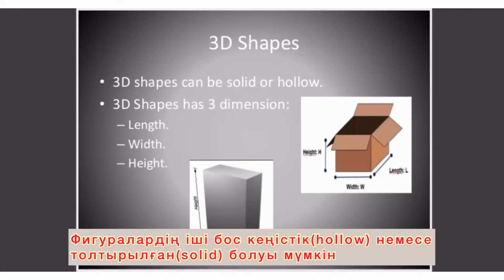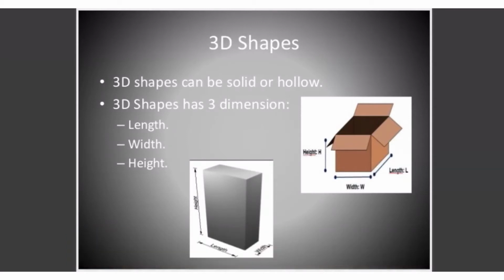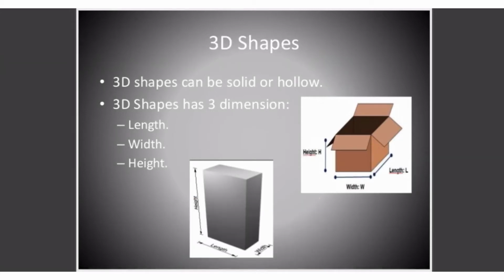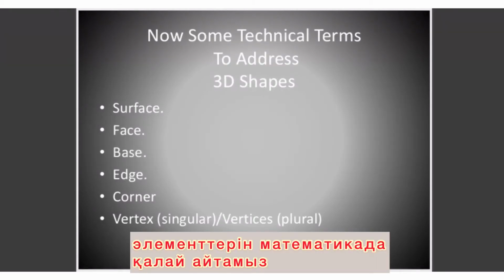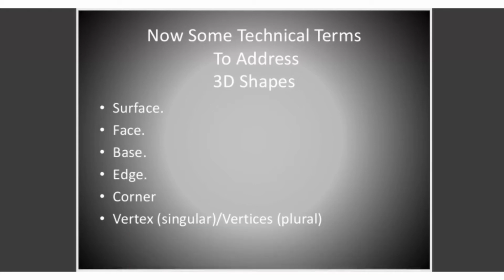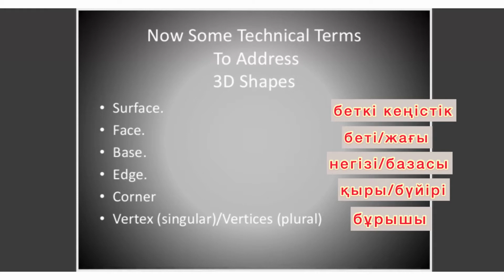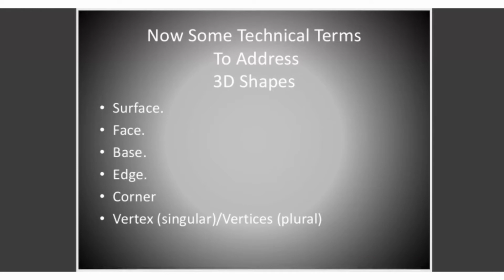3D shapes can be solid or hollow. They have 3 dimensions. They are length, width, and height. You can see them in these pictures. Some technical terms to address 3D shapes. Technical, mathematical terms that they are surface, face, base, edge, corner, vertex, or vertices in plural form.